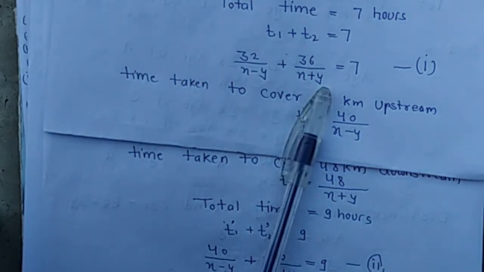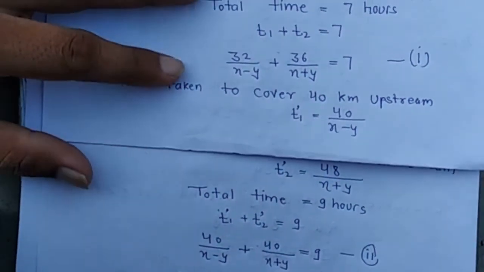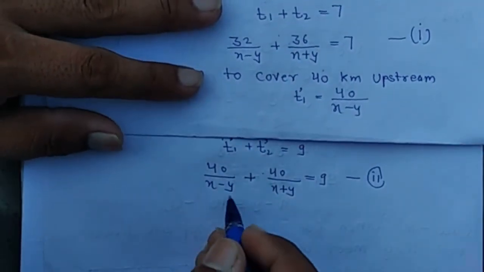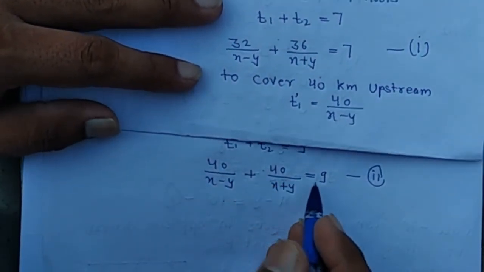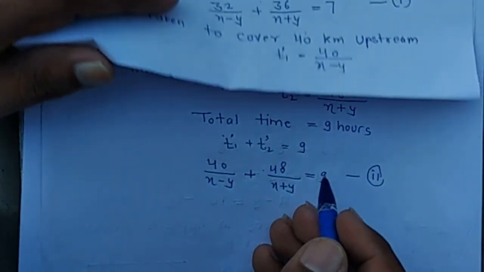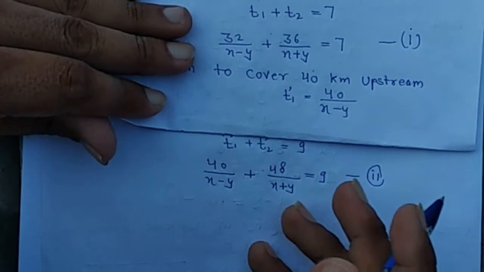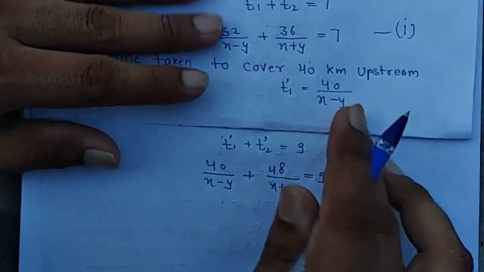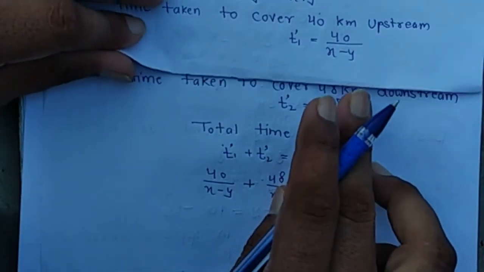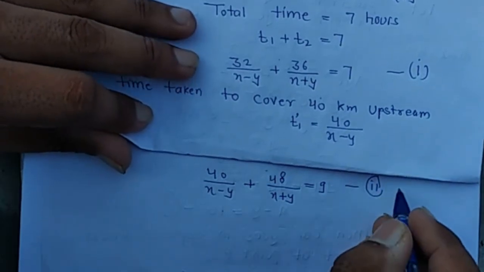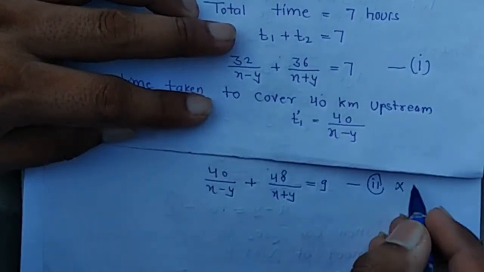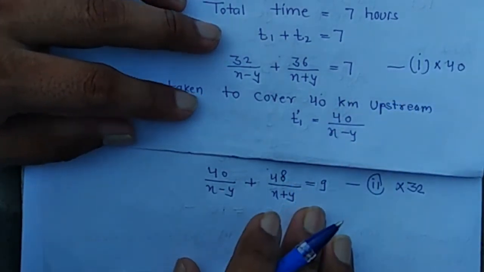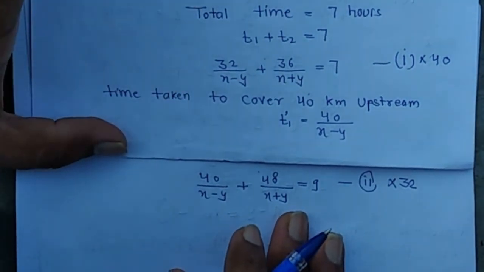Now the first equation is 32 upon x minus y plus 36 upon x plus y equals 7, and the second equation is 40 upon x minus y plus 48 upon x plus y equals 9. Now solve these equations. We multiply the second equation by 32 and the first equation by 40 to make equal coefficients of x minus y.